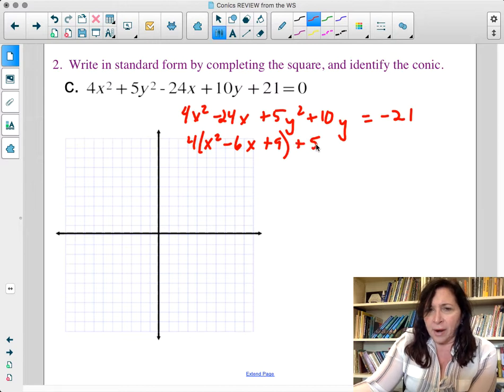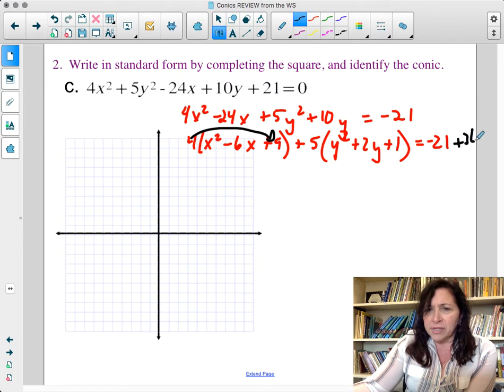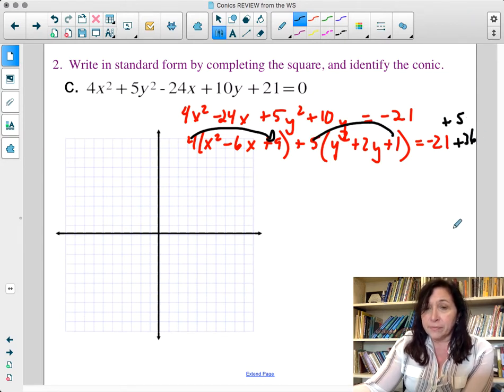I'm going to factor out a 5. I get y squared plus 2y. Half of 2 is 1. 1 squared is 1, is equal to negative 21. Now remember, I have to still add this back in. 4 times 9, which is plus 36, and then 5 times 1, which is plus 5. So 36 plus 5 is 41, right? And then subtract 21, and I get 20.